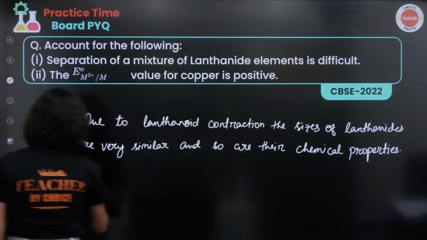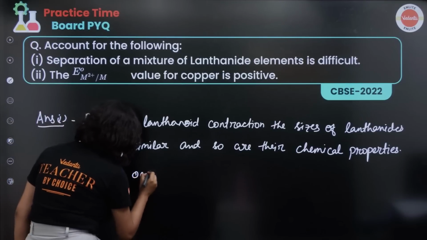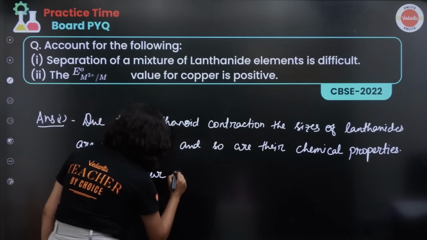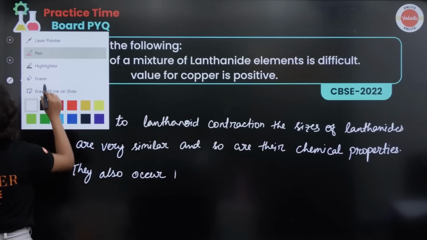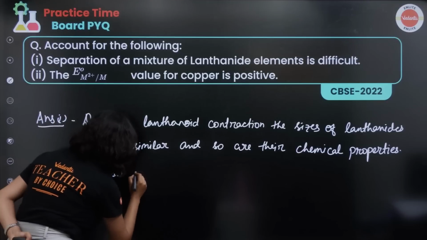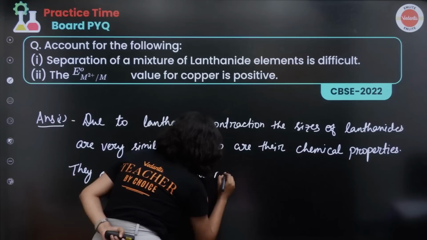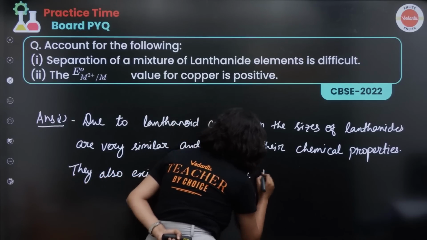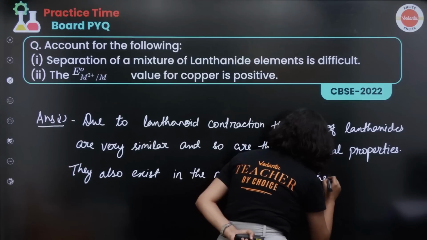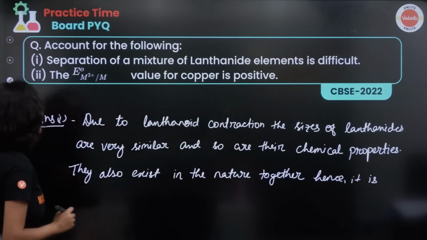They also occur in nature together. Occur or exist, whatever you want to write, I think exist is a better word, isn't it? Let's write exist. They also exist in the nature together. Hence, it is very difficult to separate them.